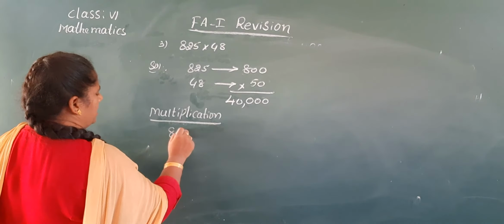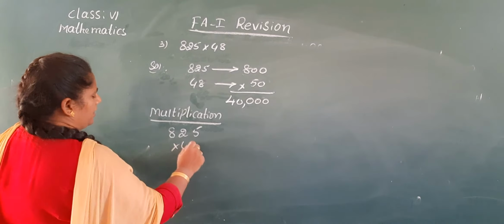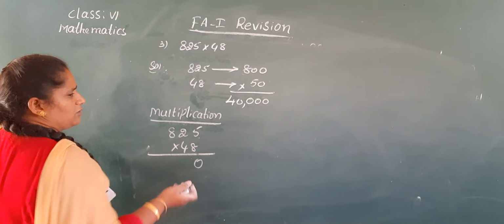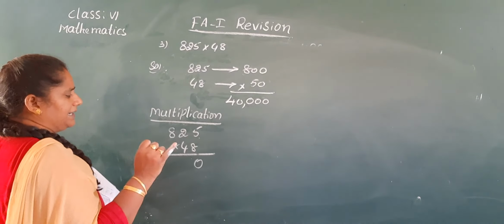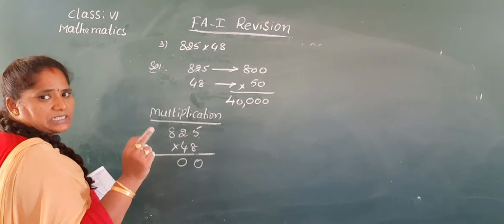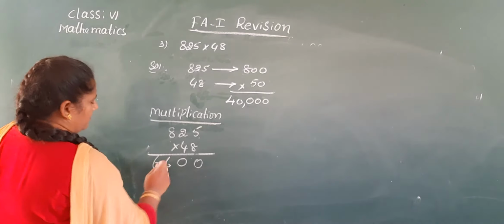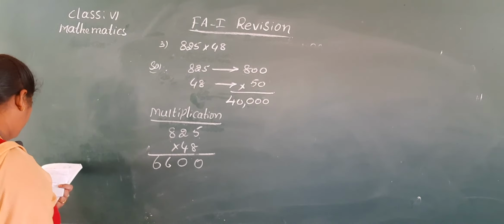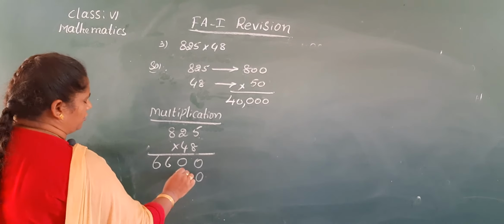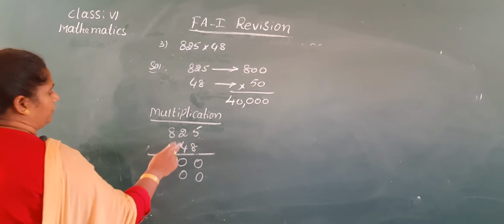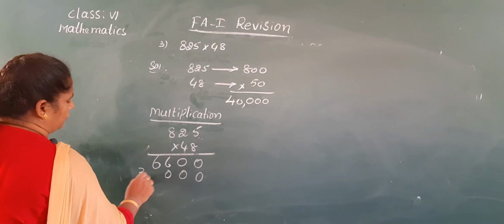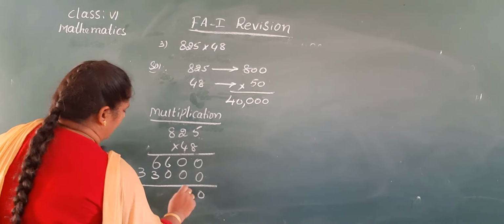Now the actual multiplication, 825 into 48. 8 5s are 40, 4 in hand, 0 is down. 8 2s are 16, 17, 18, 19, 20. 2 in hand, 0 is down. 8 8s are 64, 65, 66. Okay. And now close the ones place and multiply by tens. 4 5s are 20, 2 in hand, 0 is down. 4 2s are 8, 9, 10, 1 in hand, 0 is down. 4 8s are 32 plus 1, 33. Add.